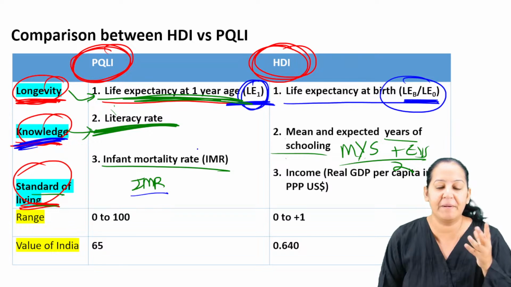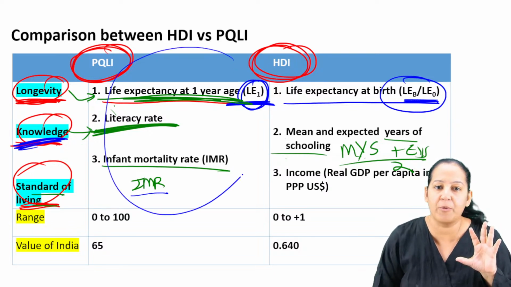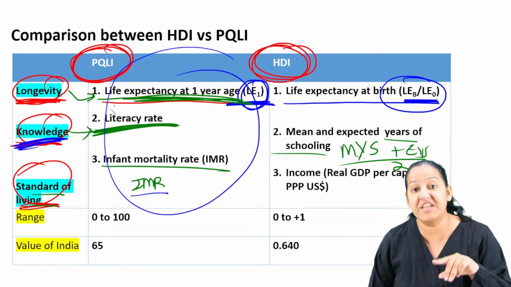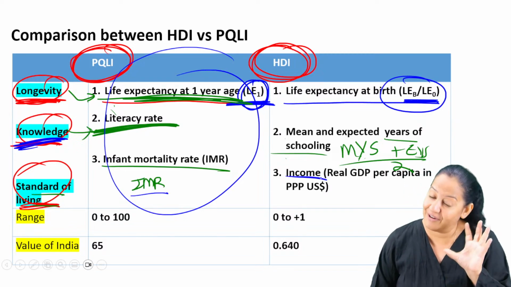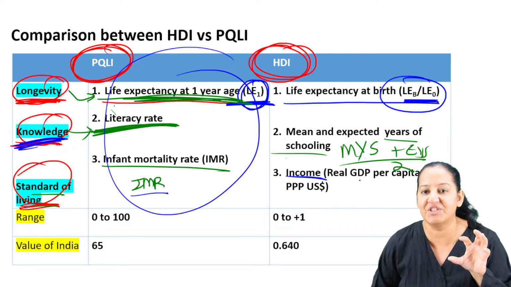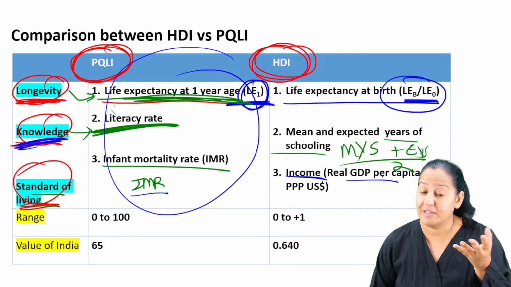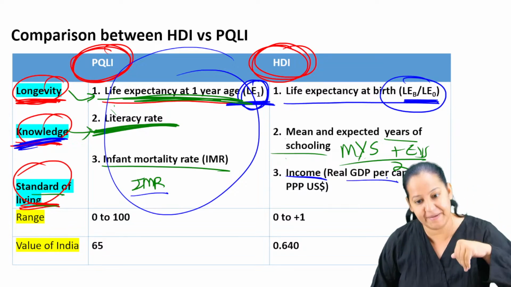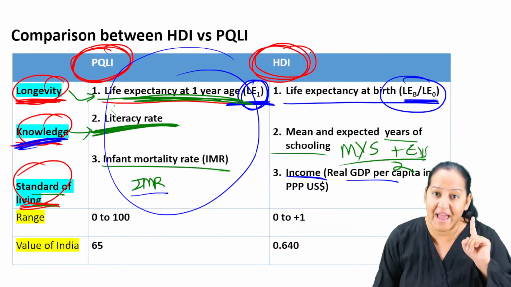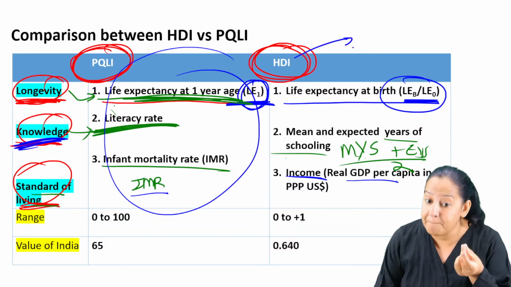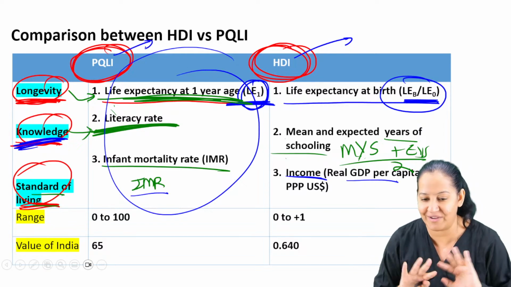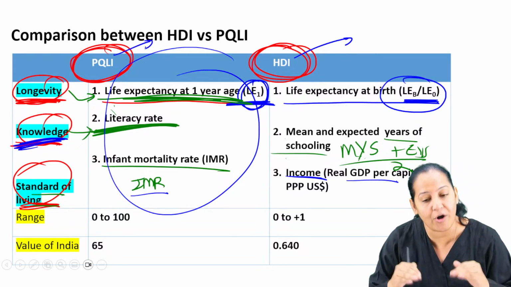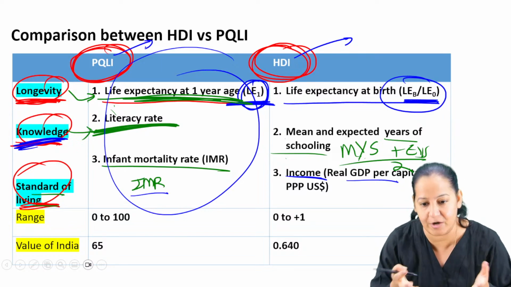PQLI people believe that the 3 components do not include money. But HDI people believe that income is necessary. For a good quality of life, good income should be there. If the real GDP is high, the quality of life will be good. If the real GDP is low, the quality of life will be less. So HDI people believe that money decides the quality of life, and PQLI people believe that money is not everything. Even without money or with less money, people can have a better quality of life.